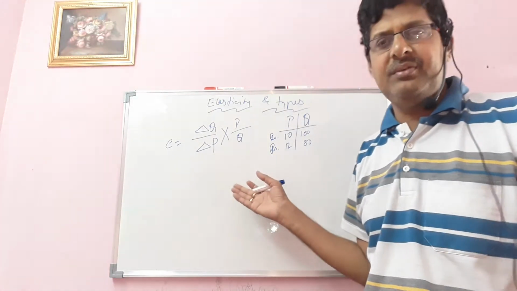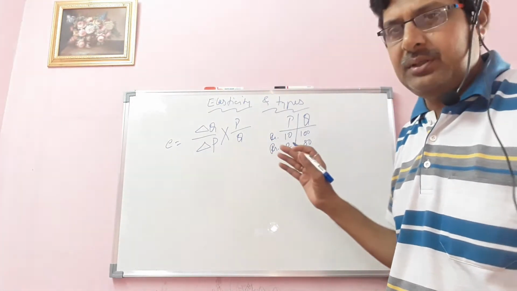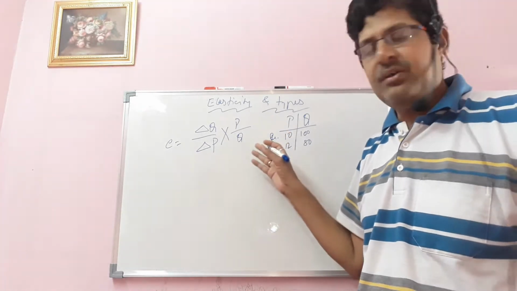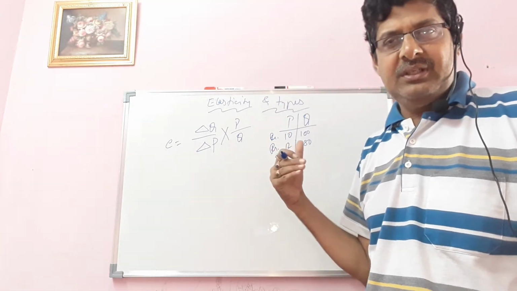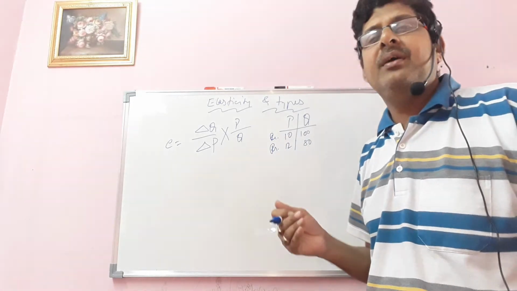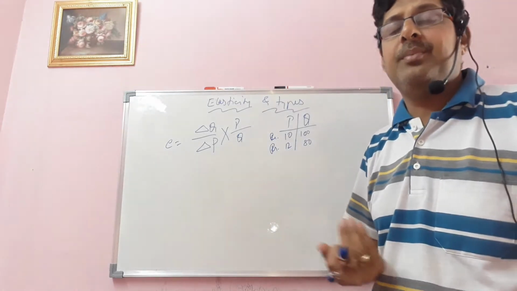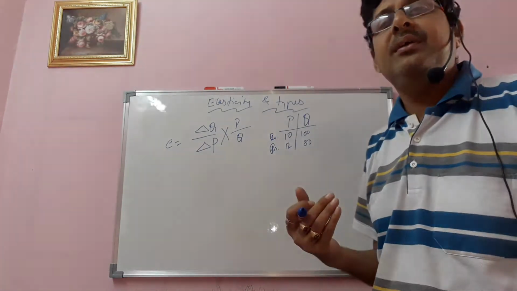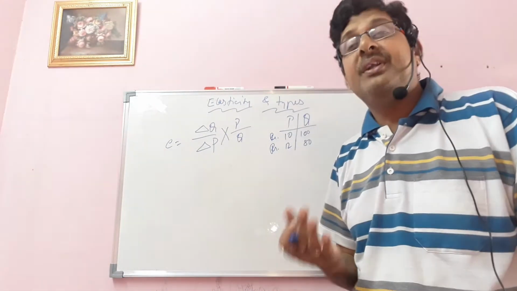The same formula works for elasticity of supply also. Only the variation is in the quantity. In the case of elasticity of demand, Q is the responsiveness of demand, and in the case of elasticity of supply, Q represents the quantity of the commodity supplied.